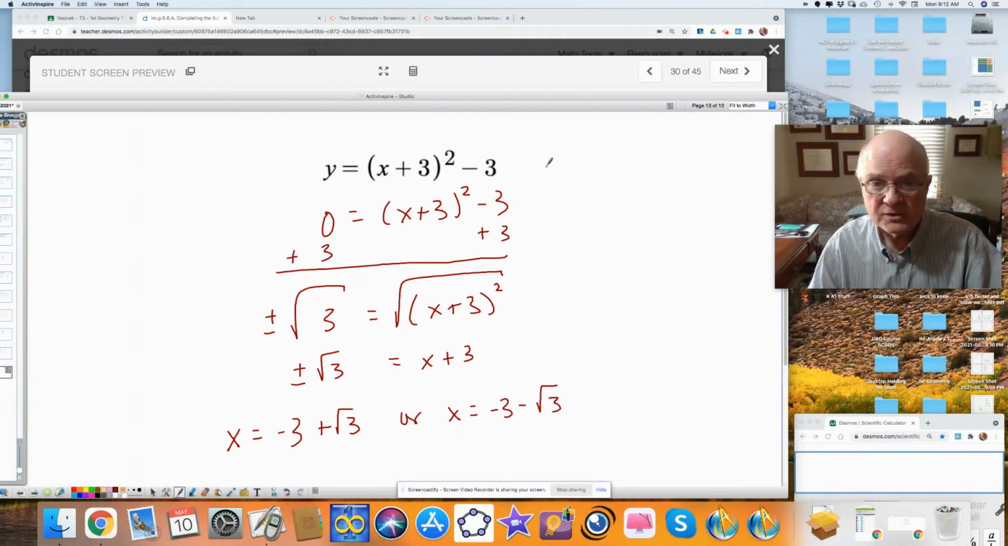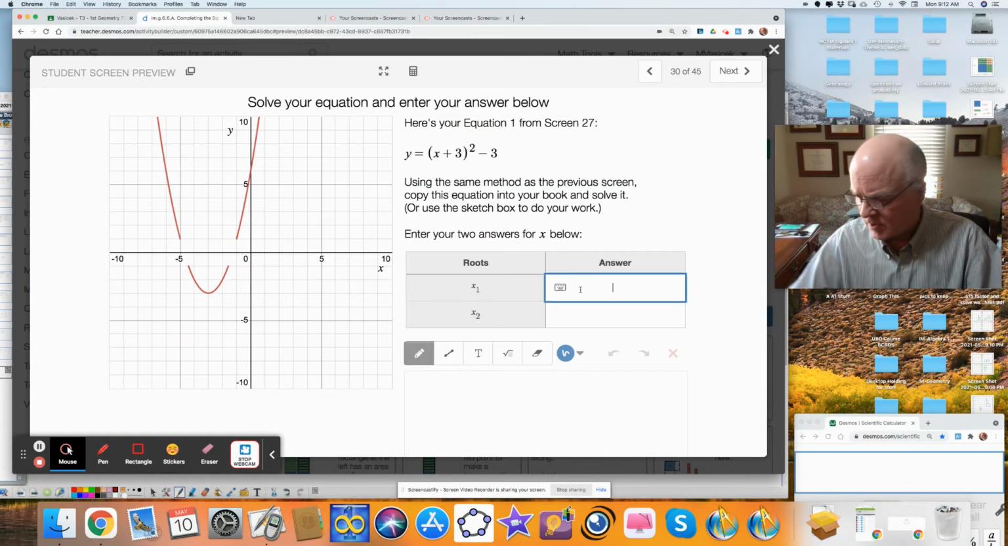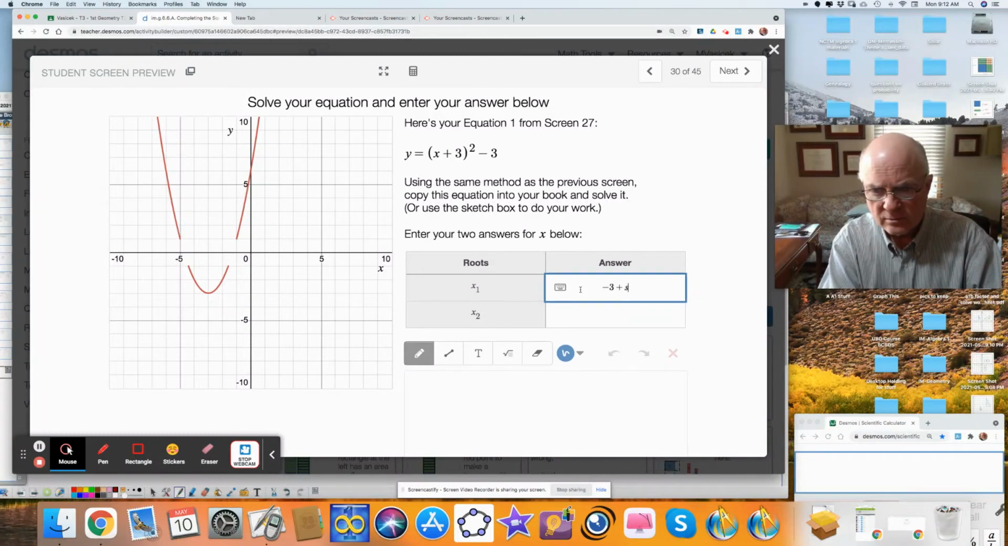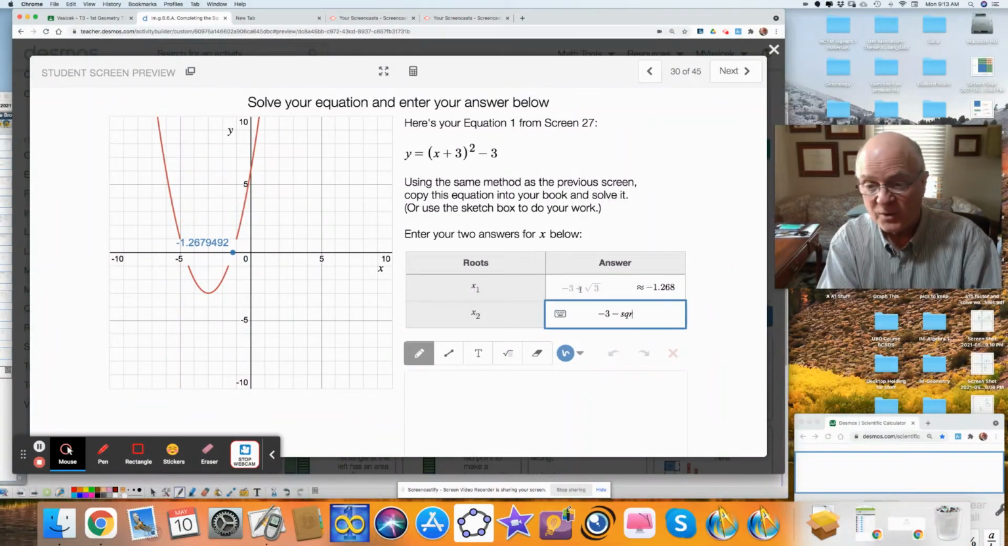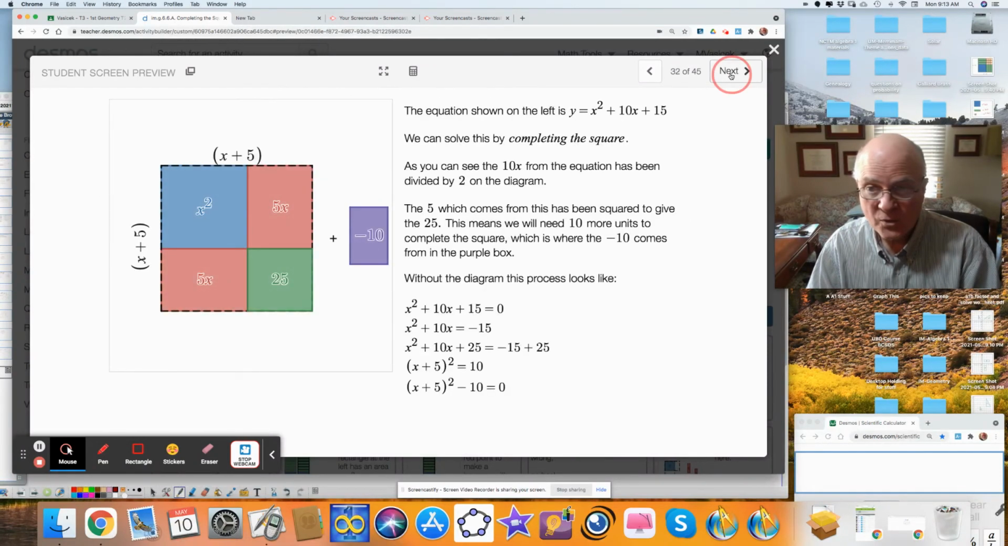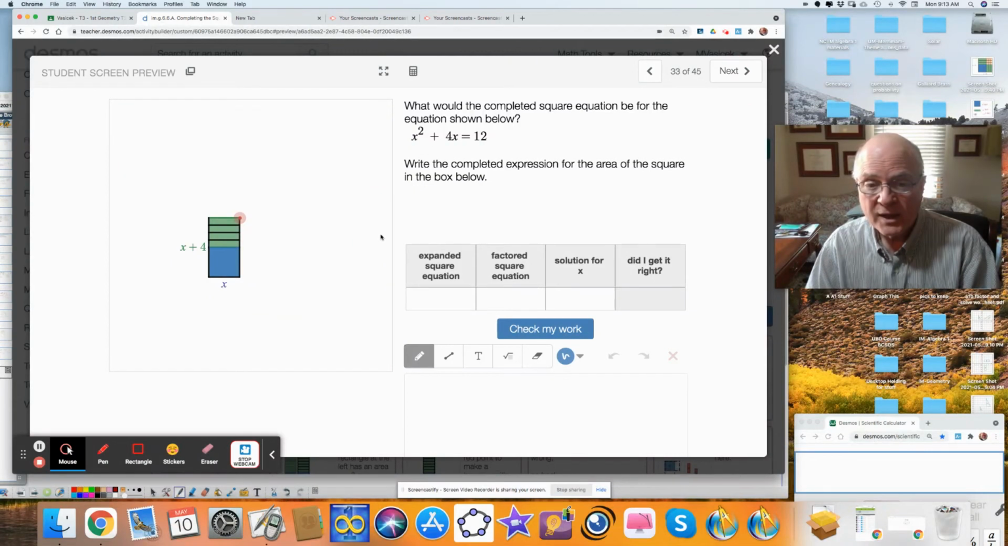And we can plug those values into this Desmos. I have negative 3 plus square root of 3. There's where it is, the dot on the graph, or negative 3 minus the square root of 3. And there it is. And there are some other activities like this for you to try out. Here's another one that you can try out, and a written explanation of what's going on. Now, like this activity, I'm going to go through one of these with you to show you what's going on.